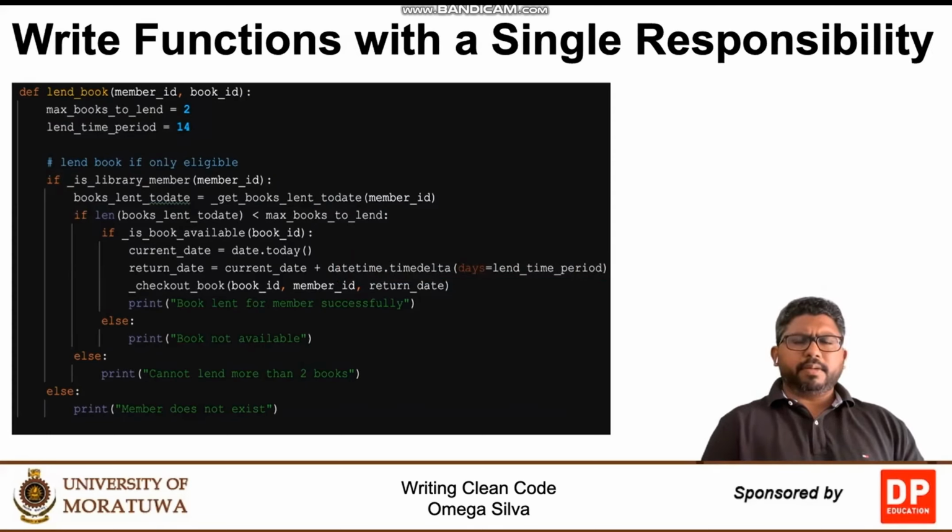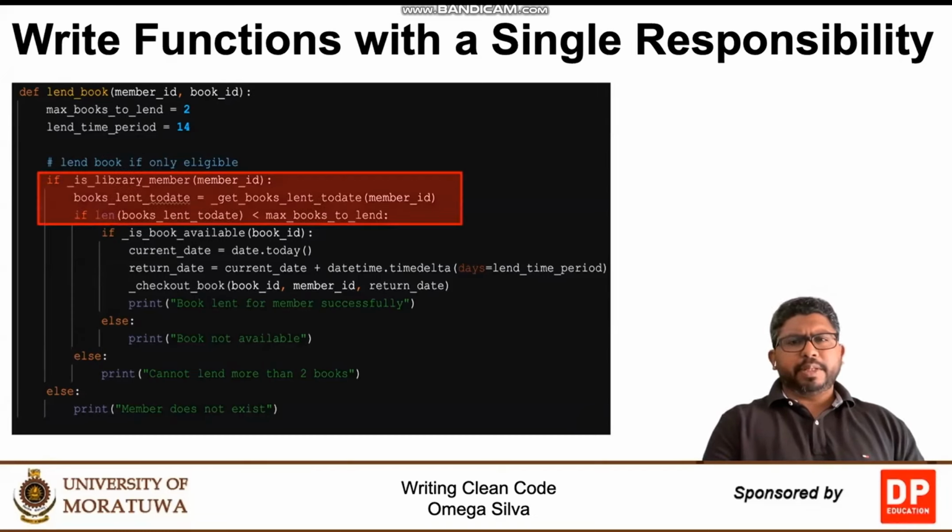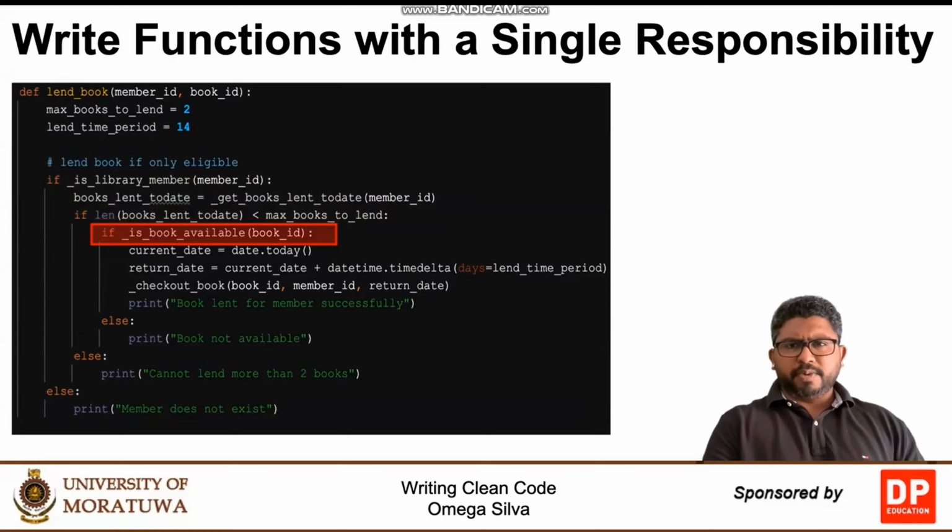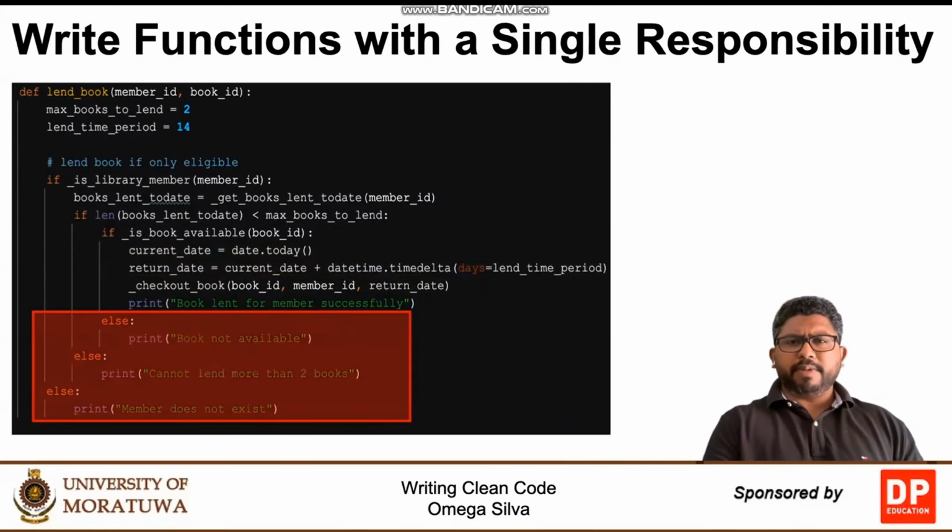The second factor which impacts the readability of the function is that this function does too many things. For example, this checks whether the user is eligible for a book to be lent. It checks whether the user is a member and whether the member has lent more than 2 books. Then it checks the book's availability, calculates the return date, checks out the book, and in cases where the validations fail, it prints messages so that the user understands what went wrong.